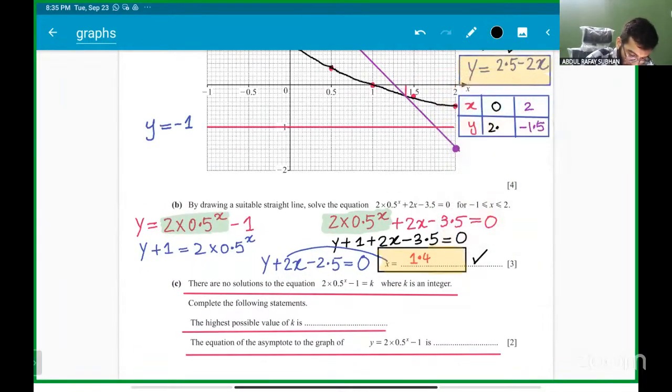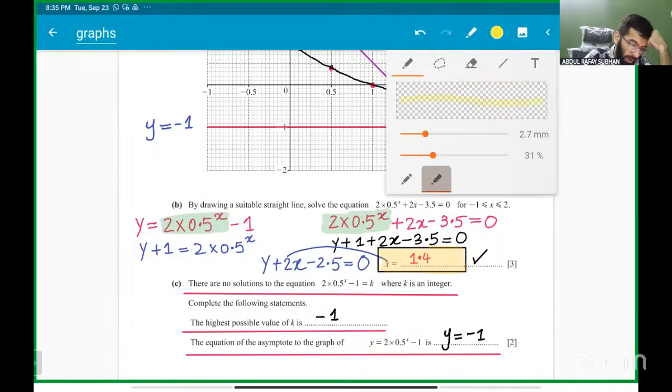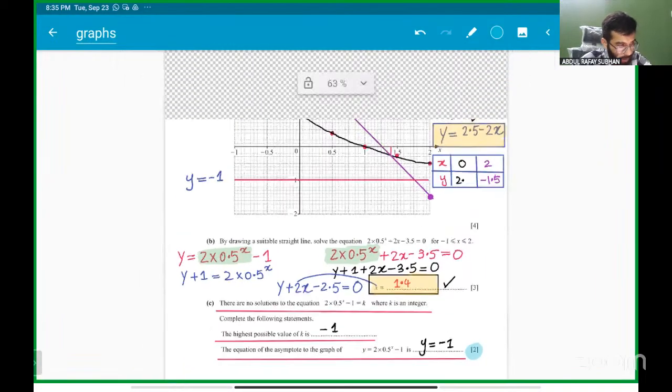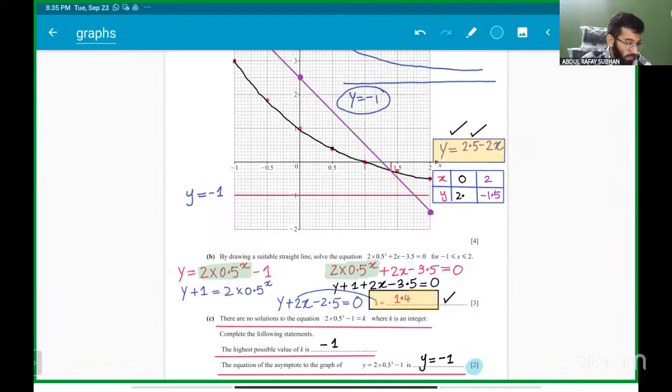The highest possible value where there are no solutions is basically minus 1, and y equals minus 1 is that asymptote line, the equation of the asymptote line. Is everyone getting the asymptote lines and understanding, students? Asymptote lines are basically where there will be no points coming in. Any questions? Anyone? Has everyone got it clear? Understood?